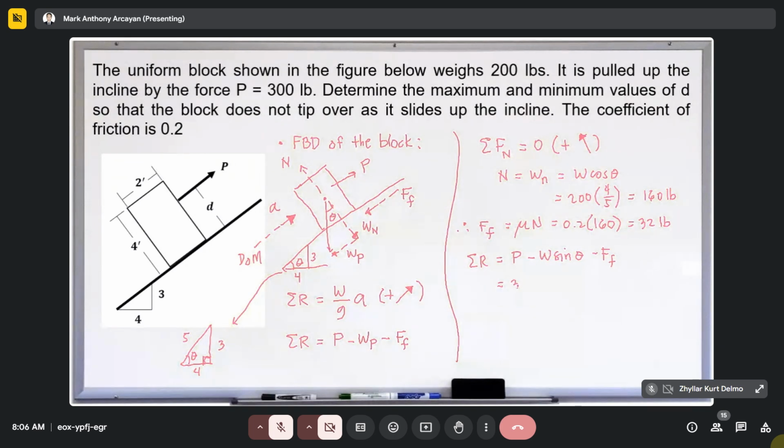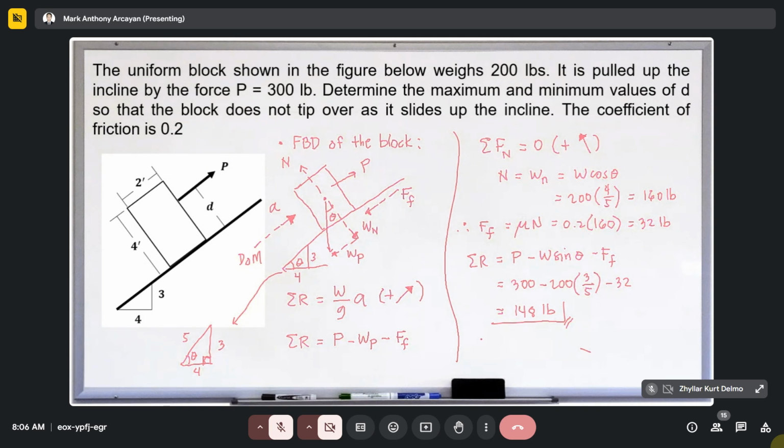Force P is 300 minus the weight of the block is 200. Then the sine of theta from our small right triangle, that's 3/5. And then minus the frictional force equals 32. Okay, let's solve. 300 minus 200 times 3/5 minus 32. So we have 148 as our resultant force. 148 pounds. We will use this one, class.